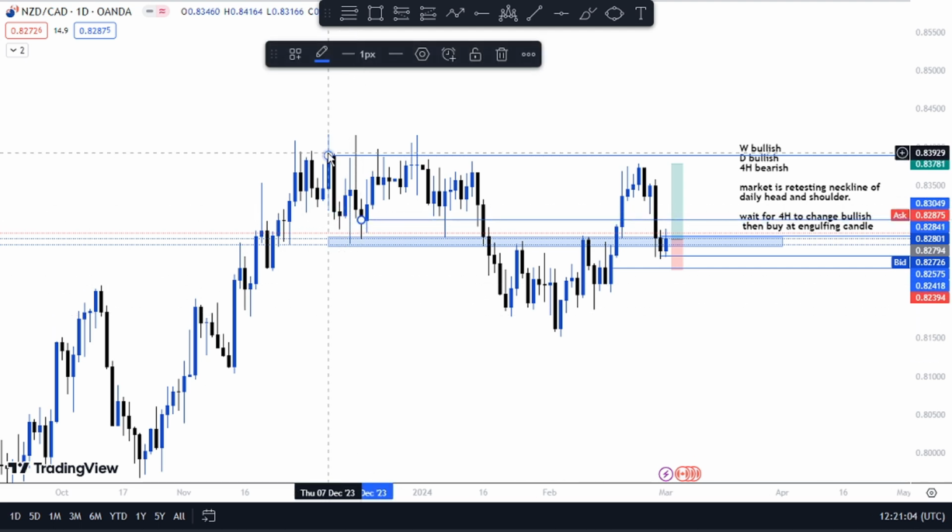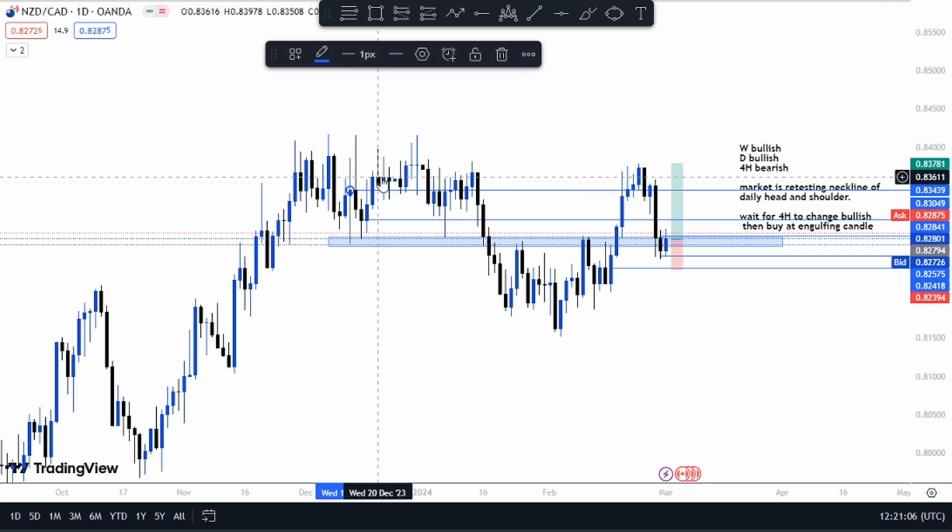Then what was the high that caused it? The high that caused it was this one. We got broken to the upside. The low that caused it was still the same.